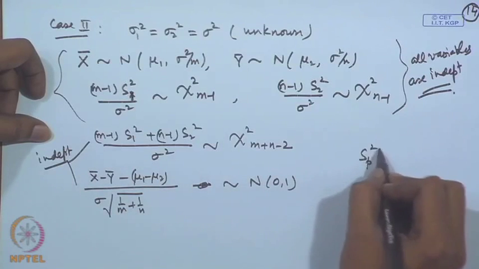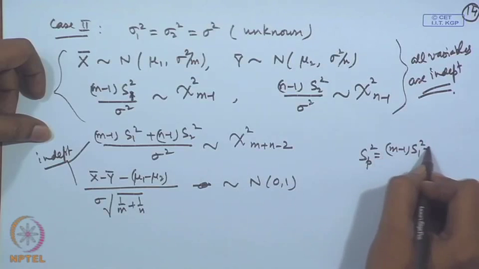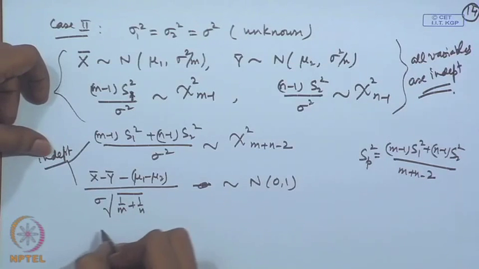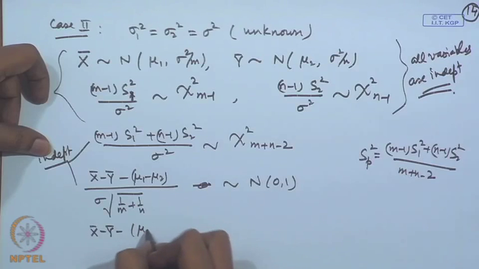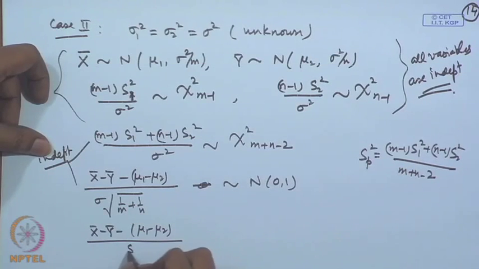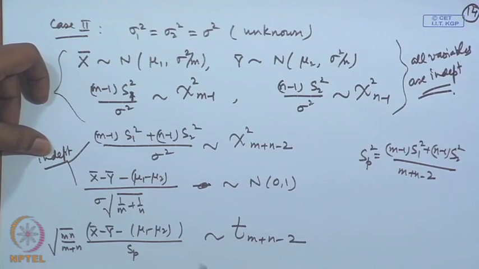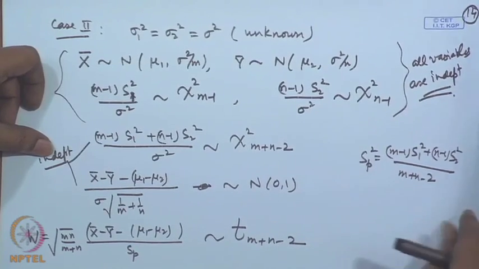And let me define S p square as m minus 1 S 1 square plus n minus 1 S 2 square divided by m plus n minus 2. Then x bar minus y bar minus (mu 1 minus mu 2) divided by S p times square root of m n by m plus n will follow t distribution on m plus n minus 2 degrees of freedom. So, this can be used as a pivot W, because this involves the random variable which is of interest to us, because we wanted the confidence interval for mu 1 minus mu 2. The random variable is involved here and the distribution is free from the parameters, so this can be used as a pivot quantity.